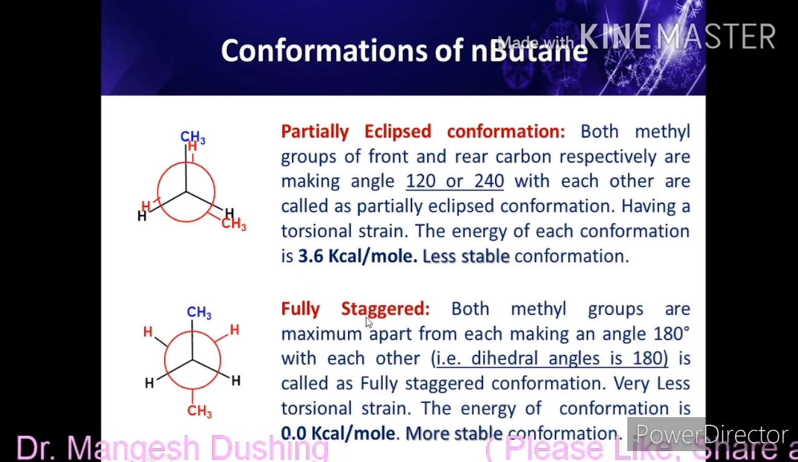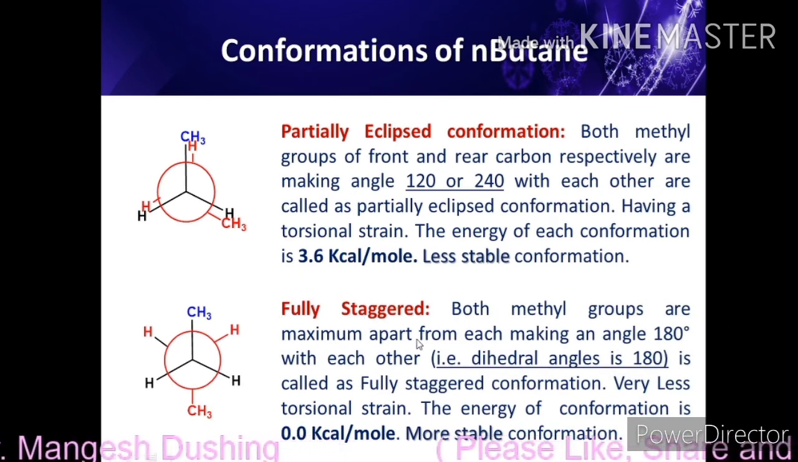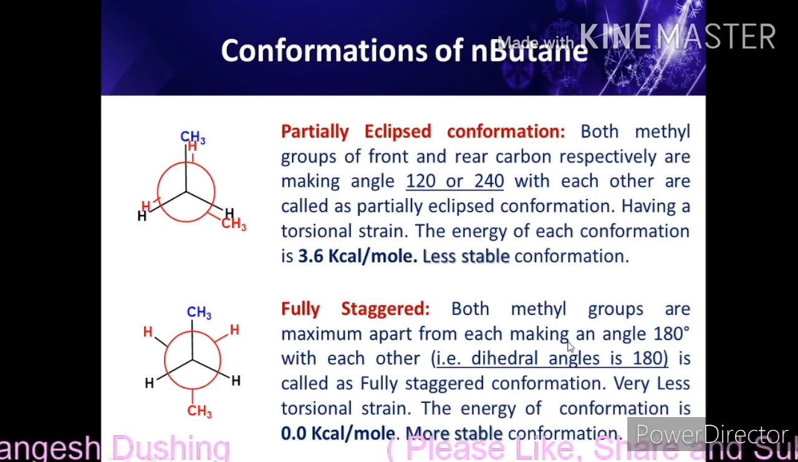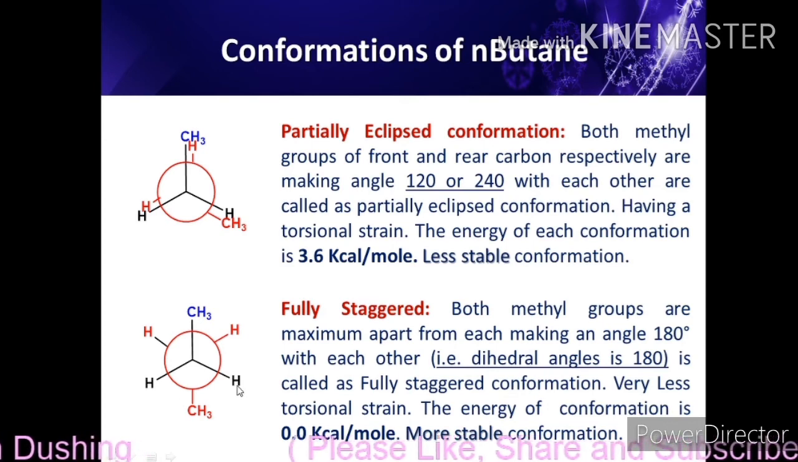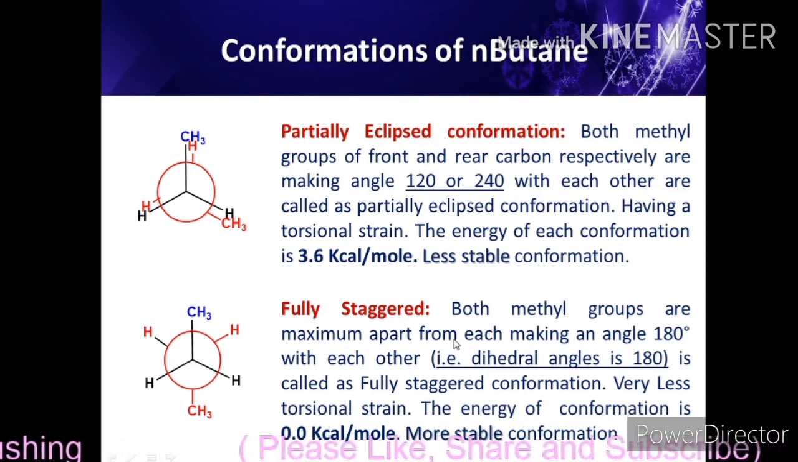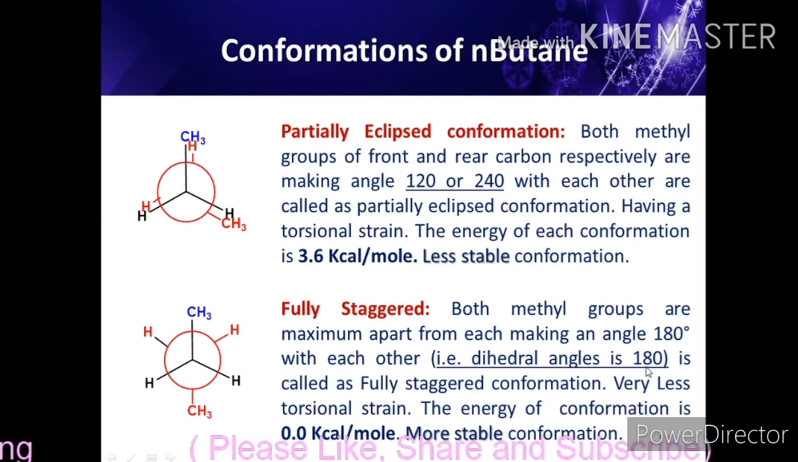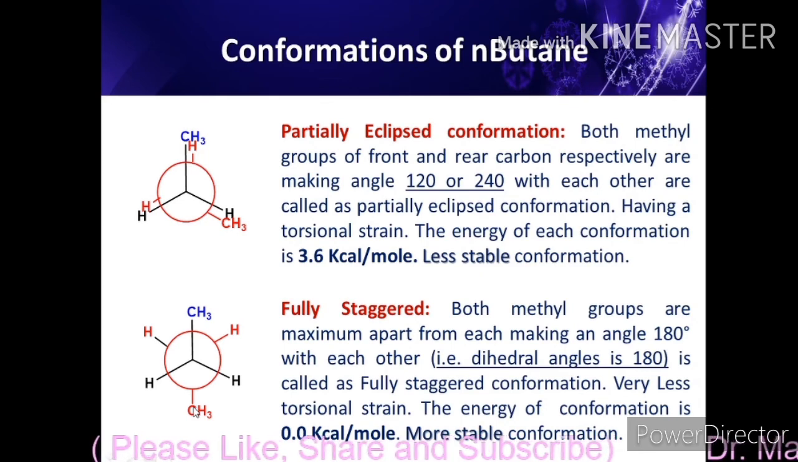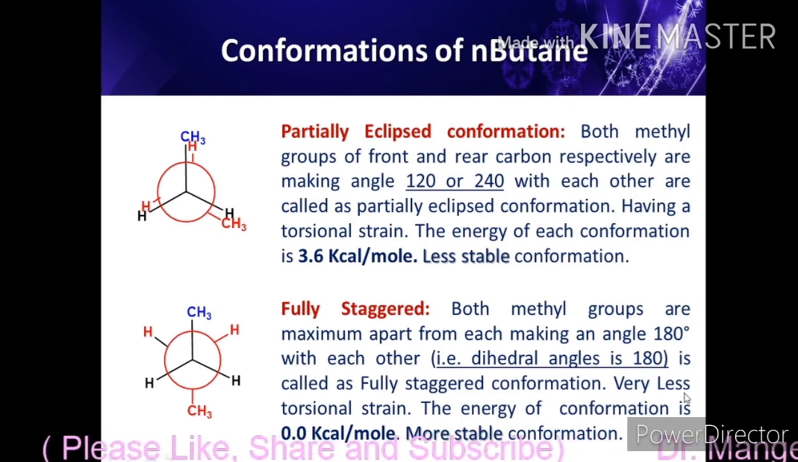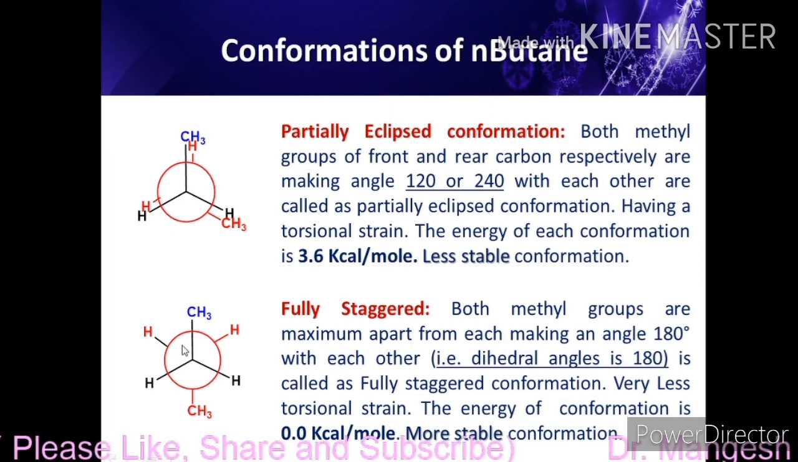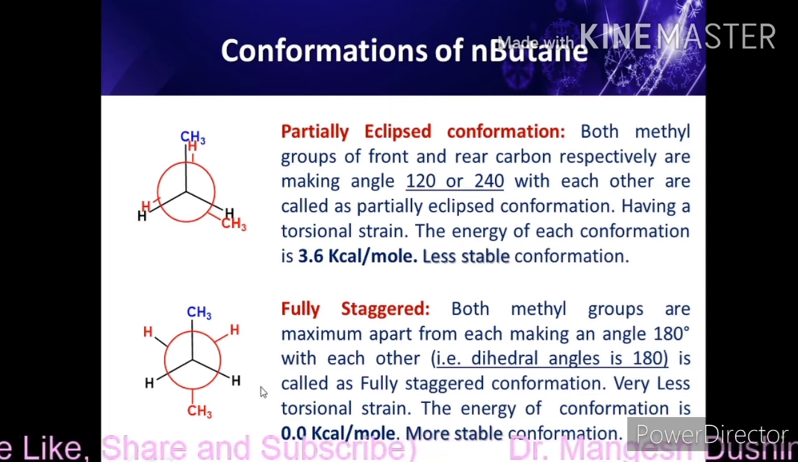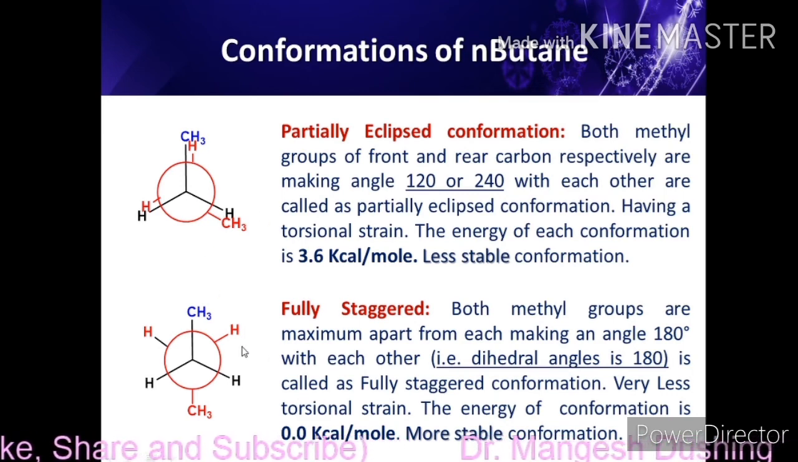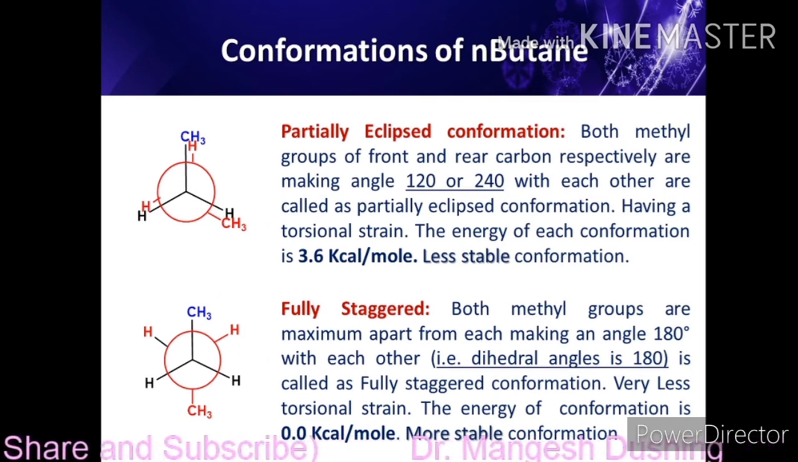Next is fully staggered. Both methyl groups are maximum away from each other, making an angle of 180 degrees with each other. That is called fully staggered structure, where dihedral angle is 180 degrees. As these bulky groups are maximum away from each other, it has very less torsional strain, and energy of the molecule is around 0.0 kilocalorie per mole. So this is the most stable conformation among all 4 conformations.